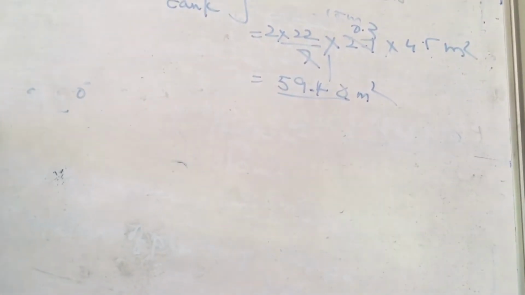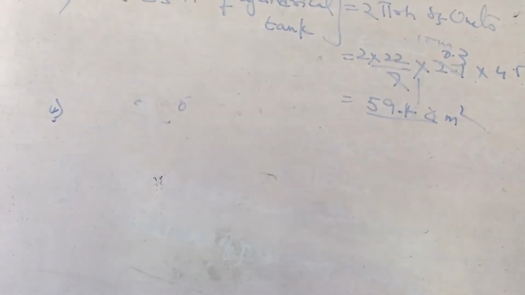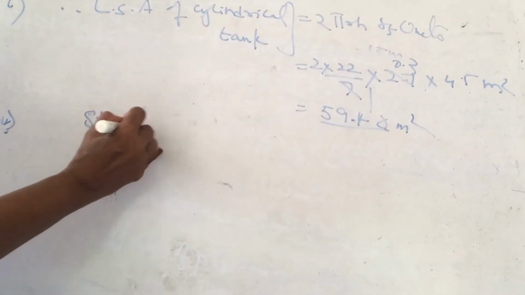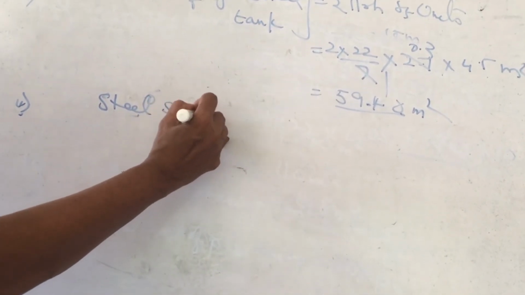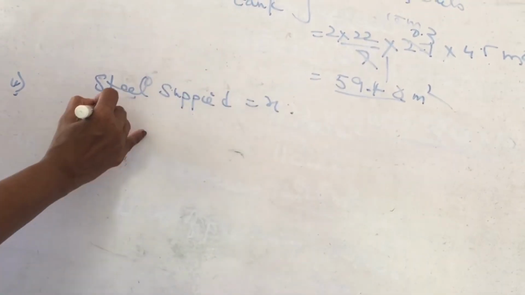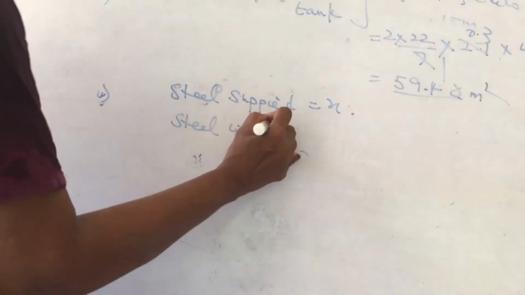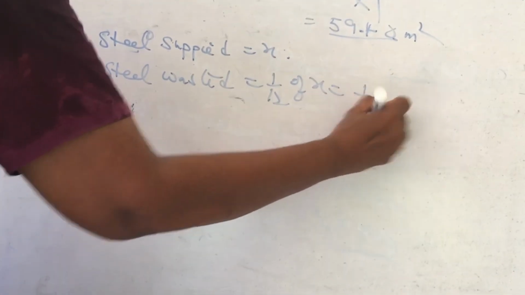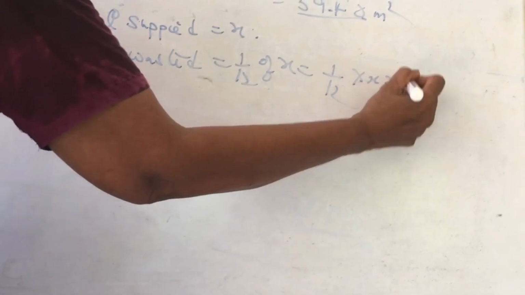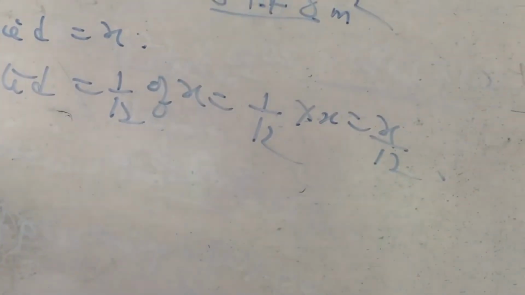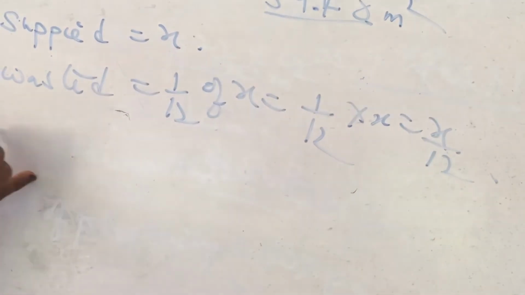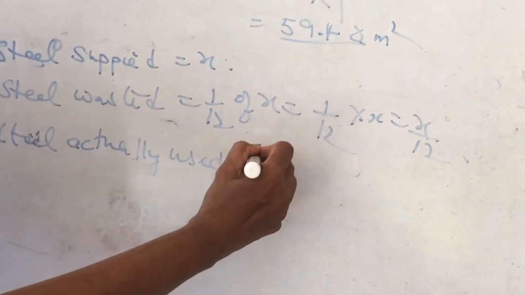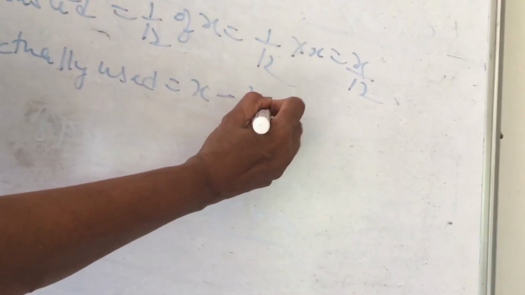Now coming to the second bit, children, how much steel was actually used? You are going to supply. You must give some material. Steel supplied is equal to X. Steel wasted is equal to 1 by 12th of X, children. What is 1 by 12th of X? That is equal to X by 12. Steel actually used is equal to X minus X by 12.